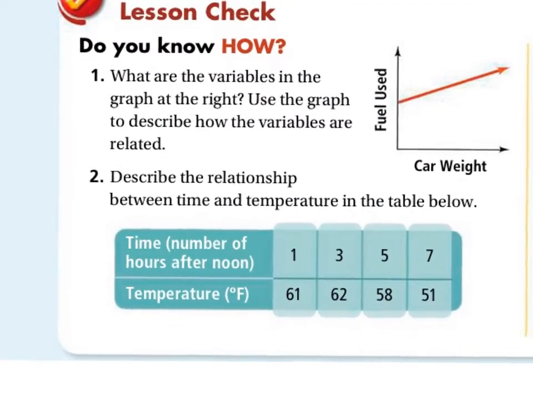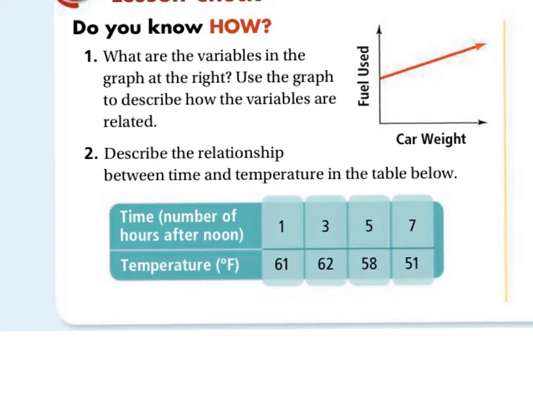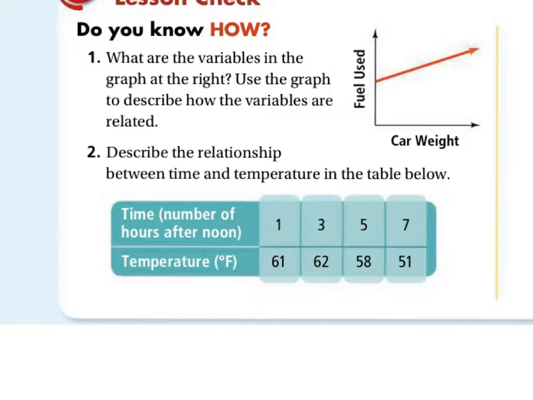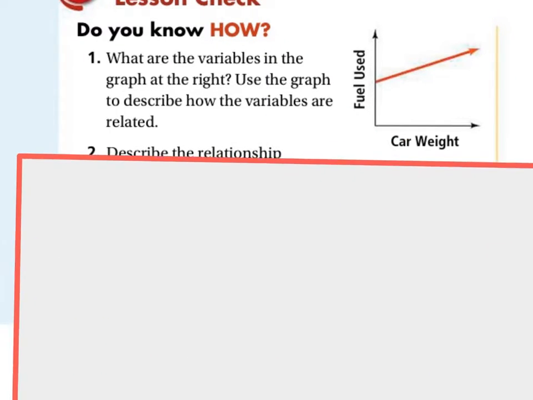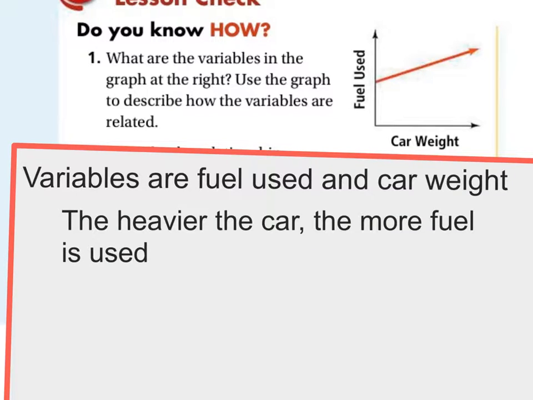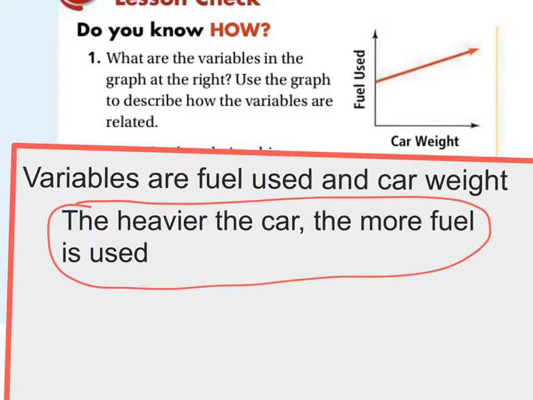So lesson check number 1, what are the variables in the graph at the right? Use the graph to describe how the variables are related. So the variables, we can just look from the graph. Our variables are fuel used and car weight. And then we're going to look at the graph to tell how these are related. Looking at what happens with this, basically the heavier the car, the more fuel is used.